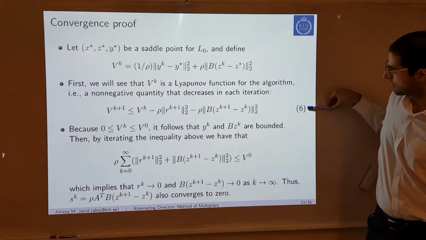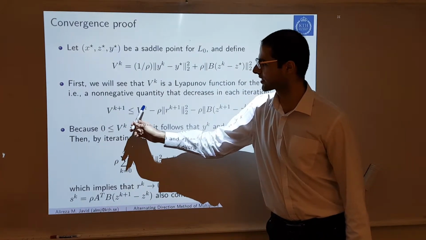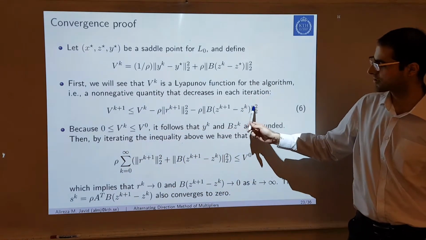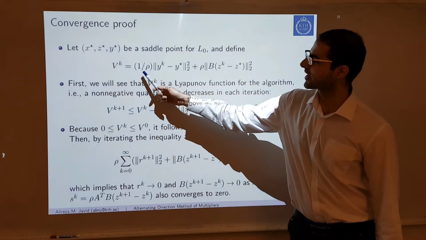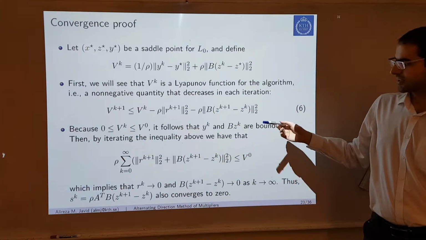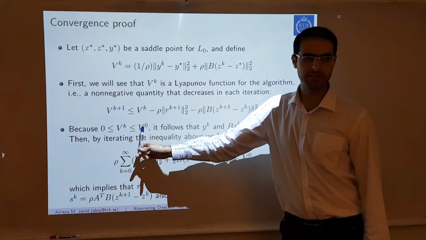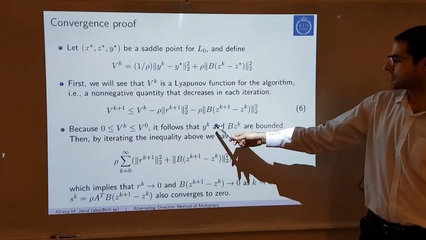If we can prove this inequality, we show that v k plus 1 is smaller than v k minus some positive value. It shows that actually the v function is decreasing over iterations. If we can show this, then we can simply see that vk is positive and smaller than v0, and these two terms are bounded.